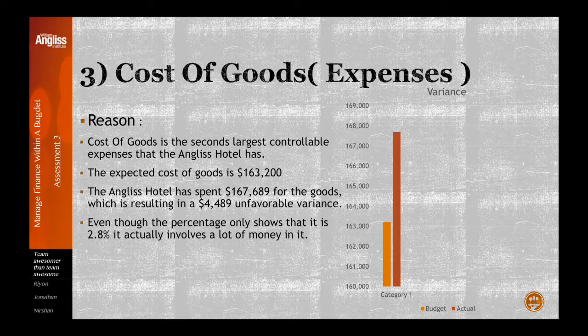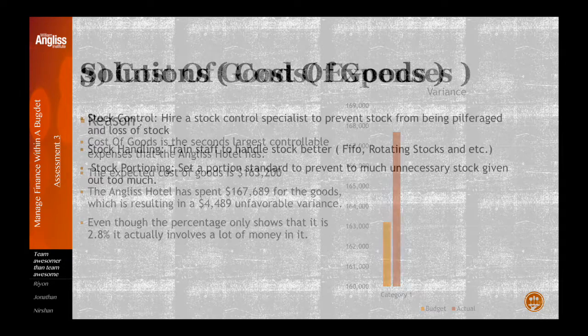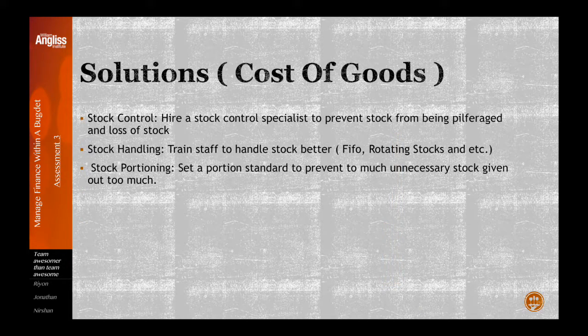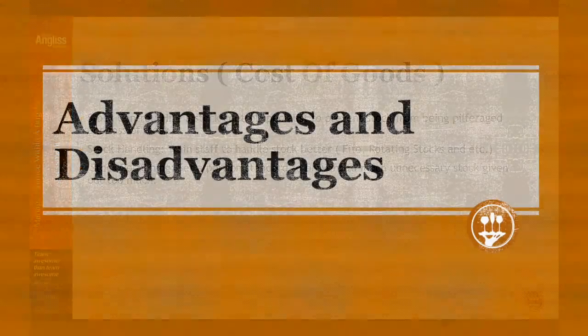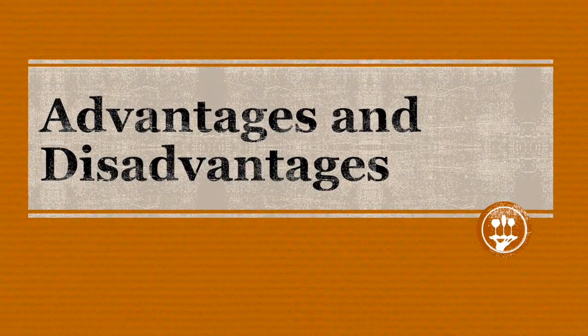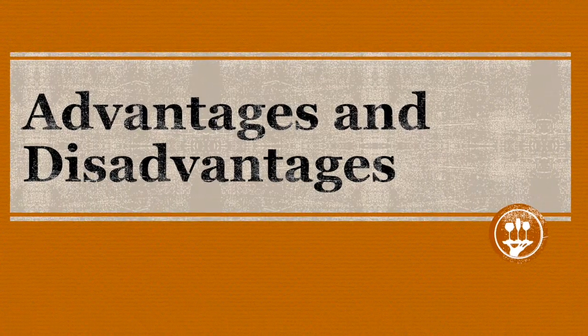The expected cost of goods is $163,200. However, the English Hotel has spent $167,689 for the goods, which results in a $4,489 unfavorable variance. Even though the percentage only shows 2.8%, it actually involves a lot of money. The next few slides are the advantages and the disadvantages of the solutions.